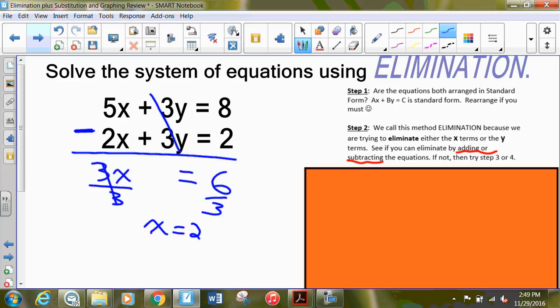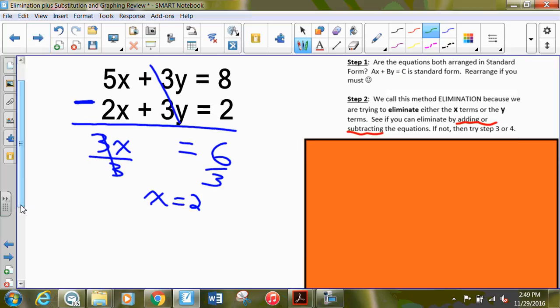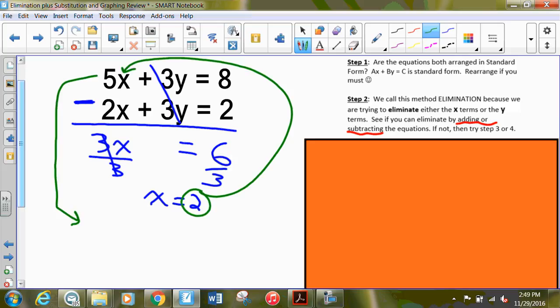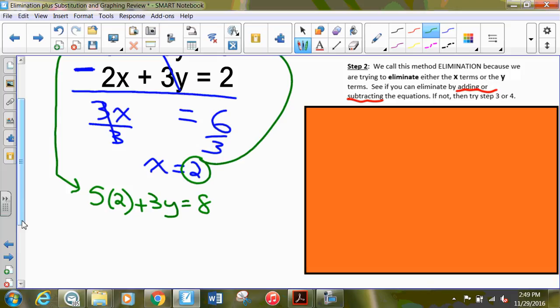Remember, when we solve a system, we are going to end up with two answers. We're going to end up with one for x and one for y. So what I'm going to do is, I know that x equals 2, so I'm going to go back to the first equation. I could go back to the second equation. I'm going to plug in 2 when I see x. If I plugged in 2 to the second equation, when I solved, I'd get the same answer as I'm going to get right now.